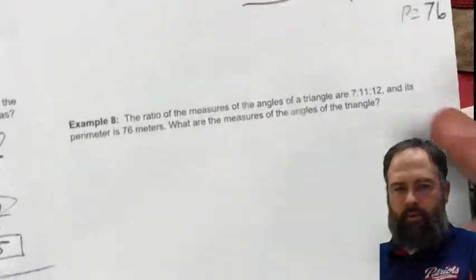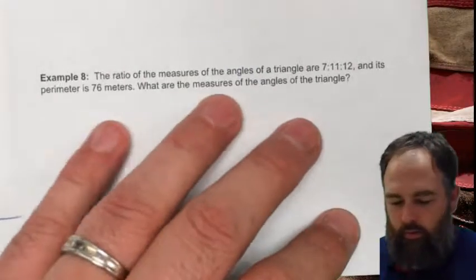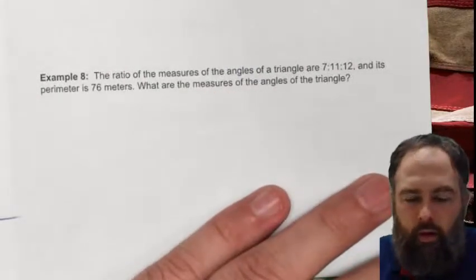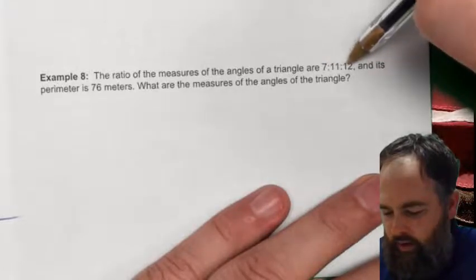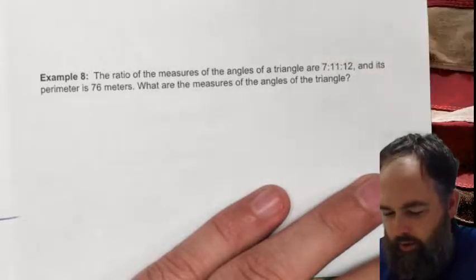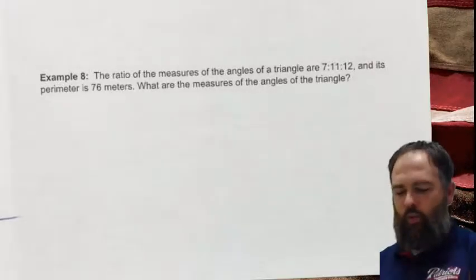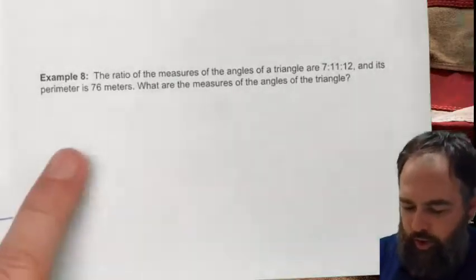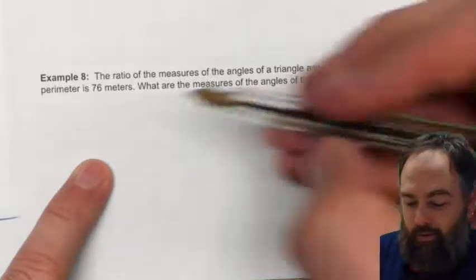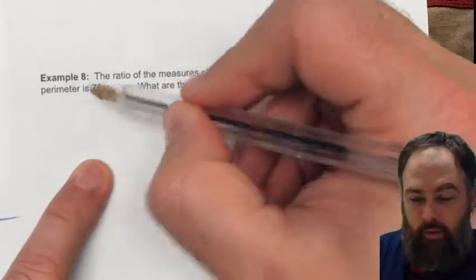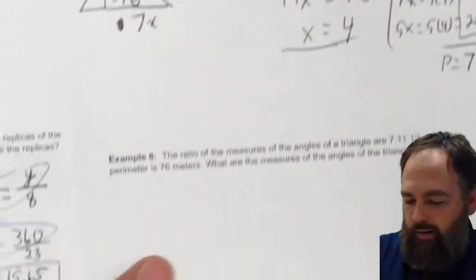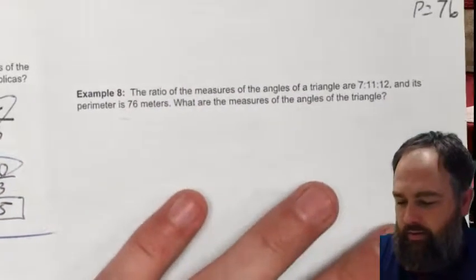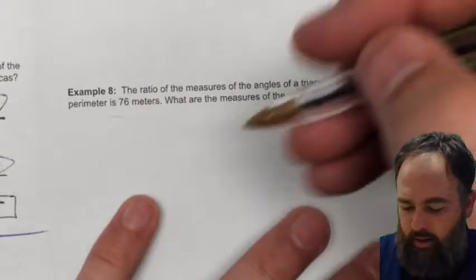All right, number 8. The ratio of the measures of the angles of a triangle are 7 to 11 to 12, and its perimeter is 76. What are the measures of the angles of the triangle? To be quite honest with you, I forgot to delete this perimeter of 76 when I copied and pasted from this problem. But we'll use it because it's good to get used to seeing extra information in problems. This perimeter is not going to affect us at all.